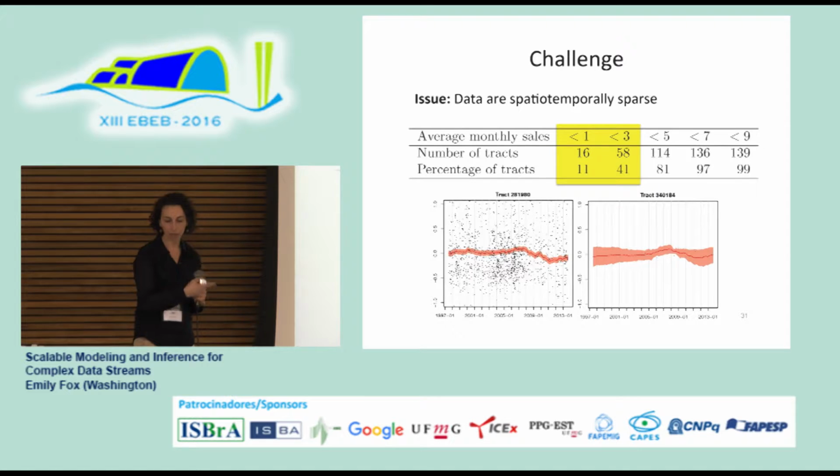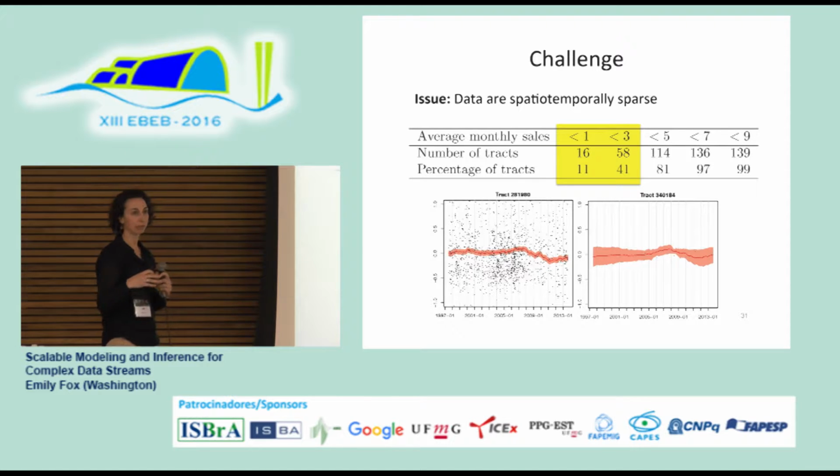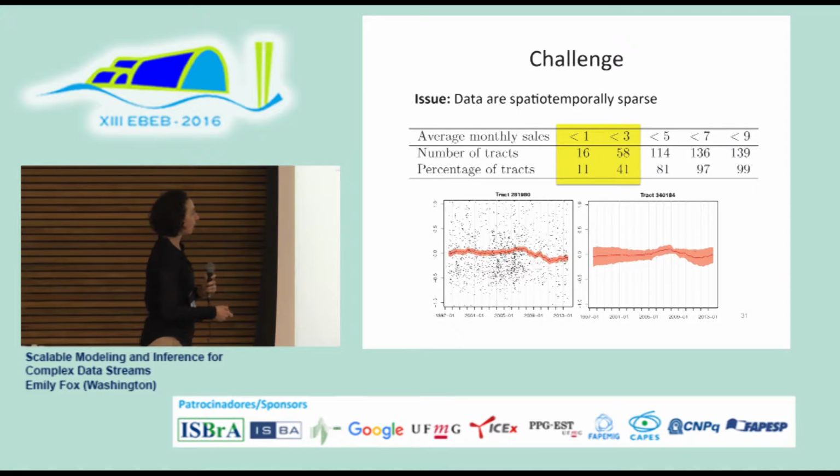To get a sense of this, we can look at the following table, where we see that over 40% of the census tracts in this Seattle metropolitan region that we're looking at have fewer than 3 observations per month. House sales are recorded in the US on a monthly basis, so that's the time scale we're looking at. And more than 10% have no observations.